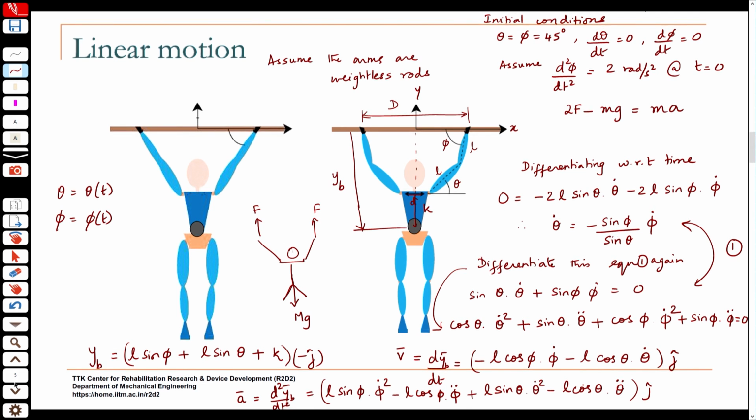Okay. So, you can do an analysis like this now. You have determined the acceleration from these equations and then you solve this equation to find the forces that are the reaction forces that are acting on the athlete's hands. Okay. So, this is again we looked at the case of linear motion.